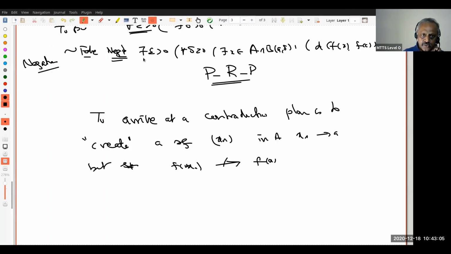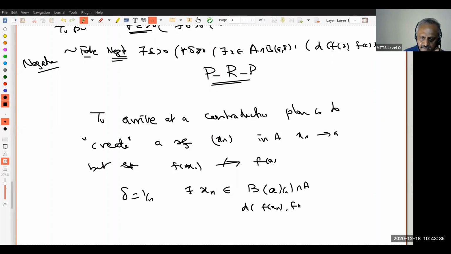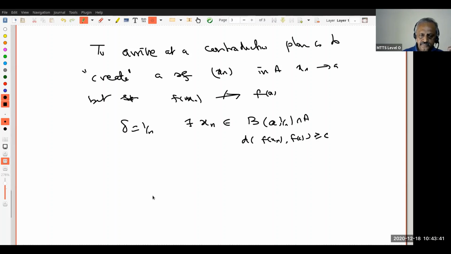Okay, let's come back. You have given me an epsilon for which the whole thing is failing, right? Therefore, for every delta positive, something is false. So if I take delta equal to 1 upon n, what do I know? There is an x in A intersection B(a, 1/n). That x, I will call xn. There exists xn in B(a, 1/n) intersection A so that the distance between f(xn) and f(a) is greater than or equal to epsilon. Do you understand this?